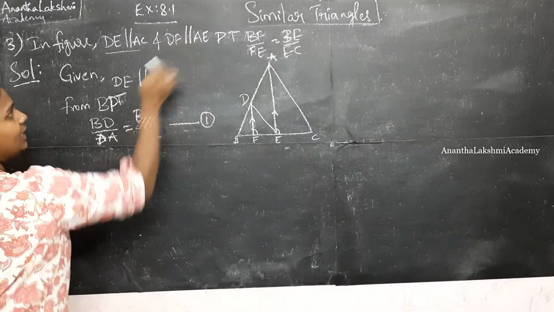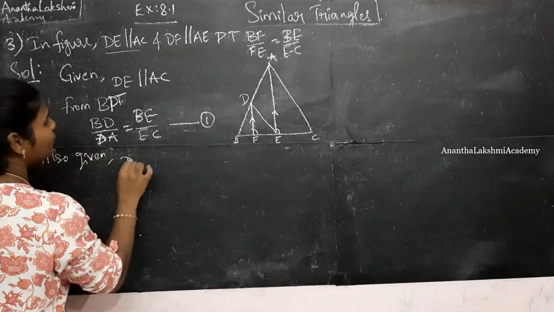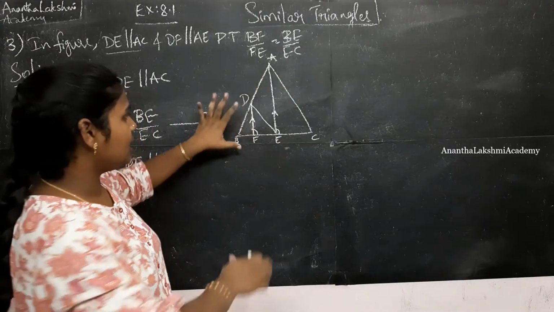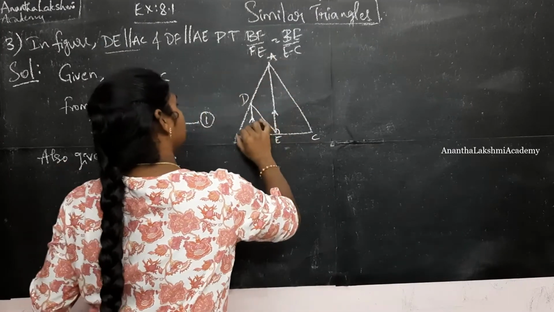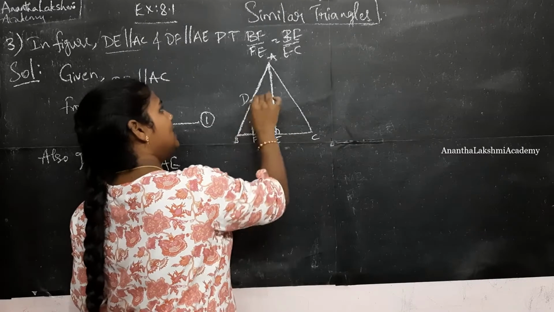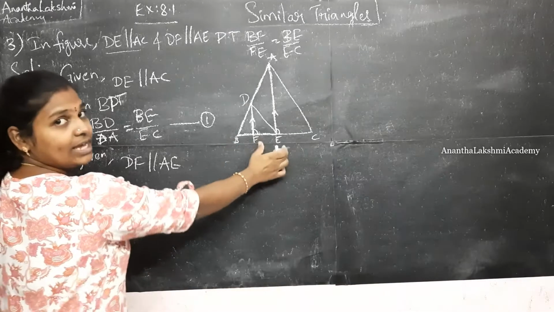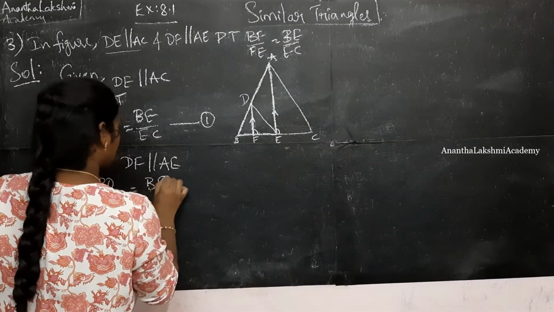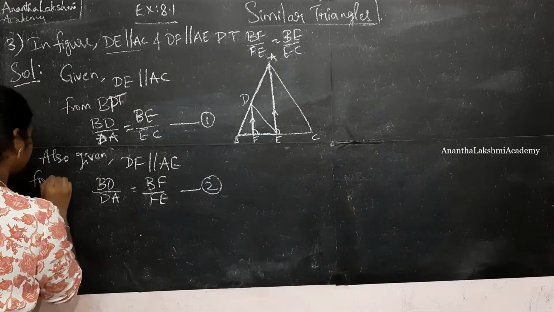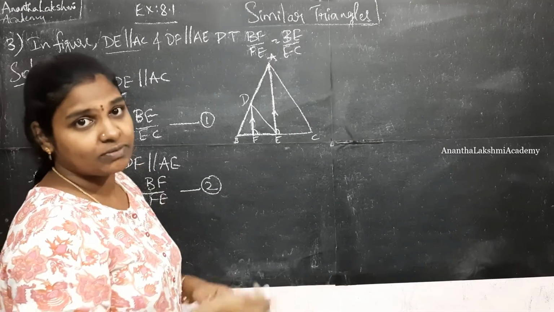And then also given DF is parallel to AE. If you look here, DF is parallel to AE, so this is the triangle. So BD by DA is equal to BF by FE according to BPT. Why? From BPT. That's the reason I was stressing on going through the earlier videos of BPT and converse of BPT.